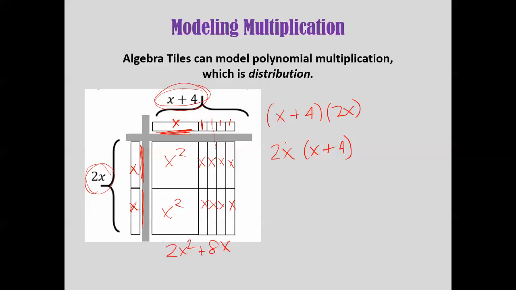Well, let's see what happens when we distribute. 2x times x is 2x squared, and 2x times 4 is 8x. So it's a nice way to visualize what's happening in that distribution.